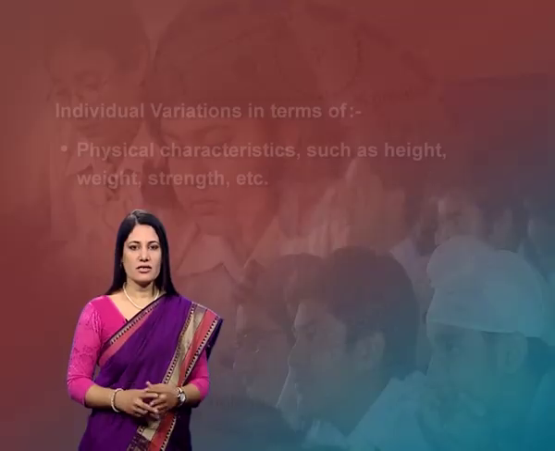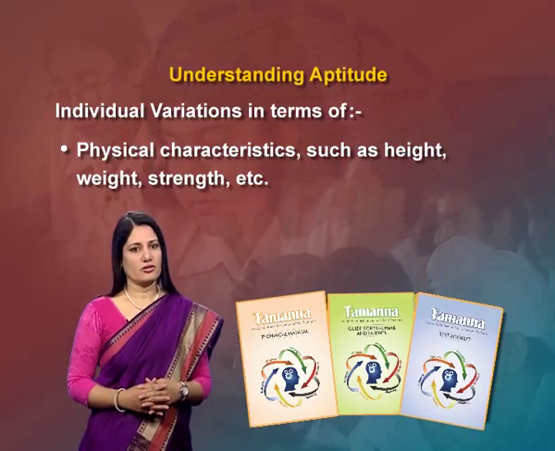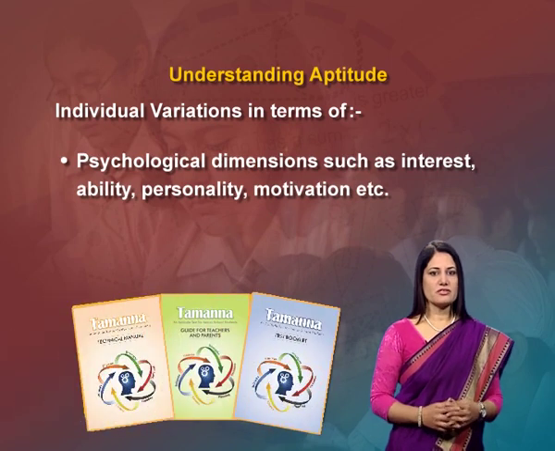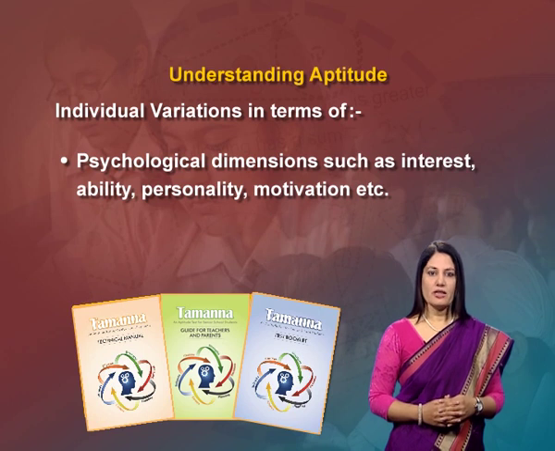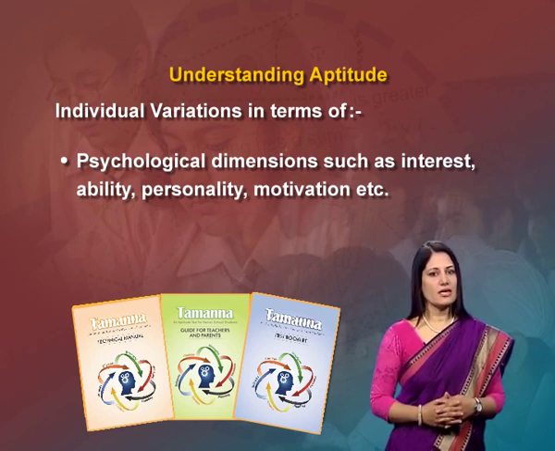As we know, individual variations are common within and across all species in terms of their physical characteristics such as height, weight, strength, their hair color and so on. Individuals also vary along psychological dimensions such as their interest, ability, personality, motivation, etc. Each of these aspects plays a different role in the success of an individual's life.